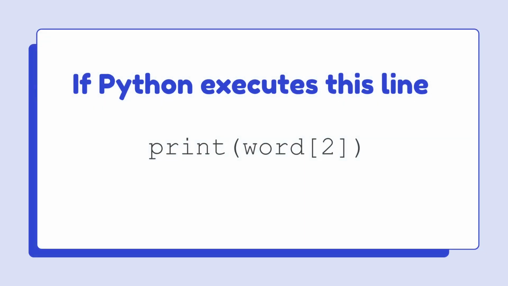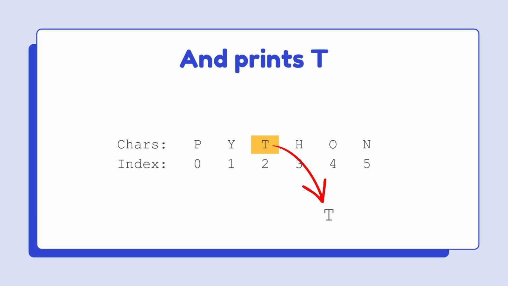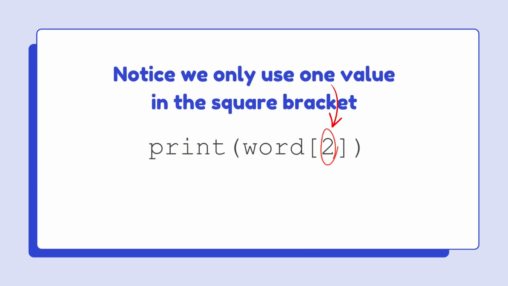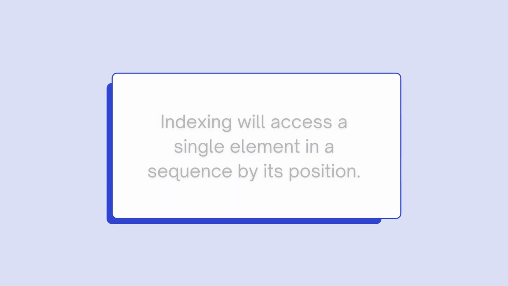Now, before we analyze the previous code, let's have a look at this code. What will be the output if we only use a single value in the square bracket? Here, Python will use the index 2 to extract the value in the sequence. At this location, the element contains character T, and Python will print T to the screen. Notice that we only use one value in the square bracket. This is called indexing. Indexing will access a single element in a sequence by its position.